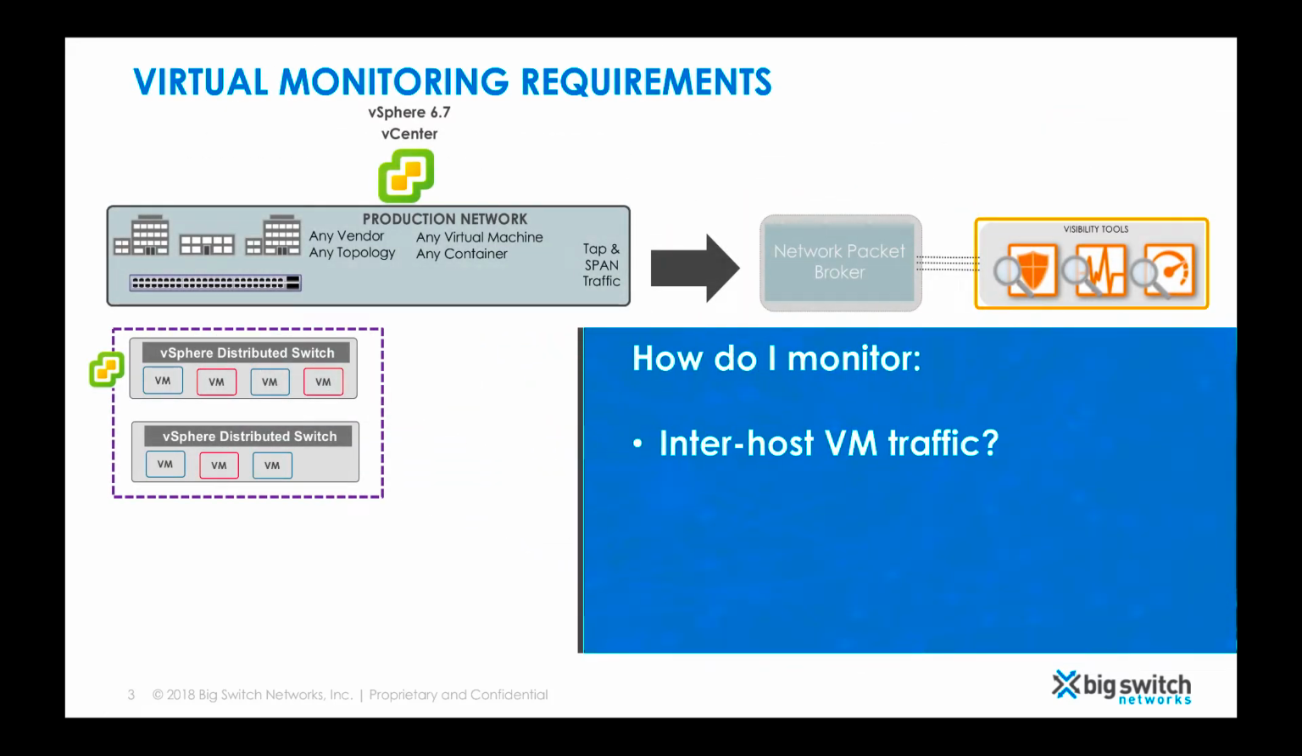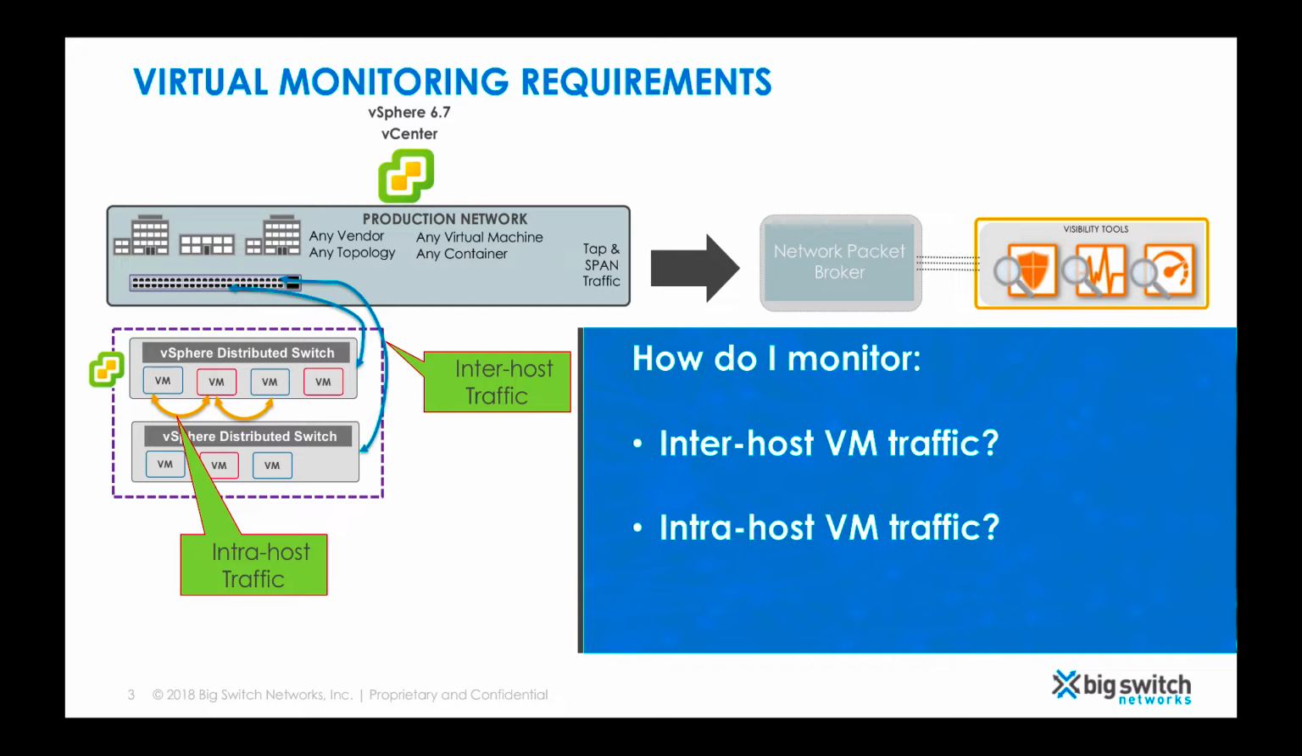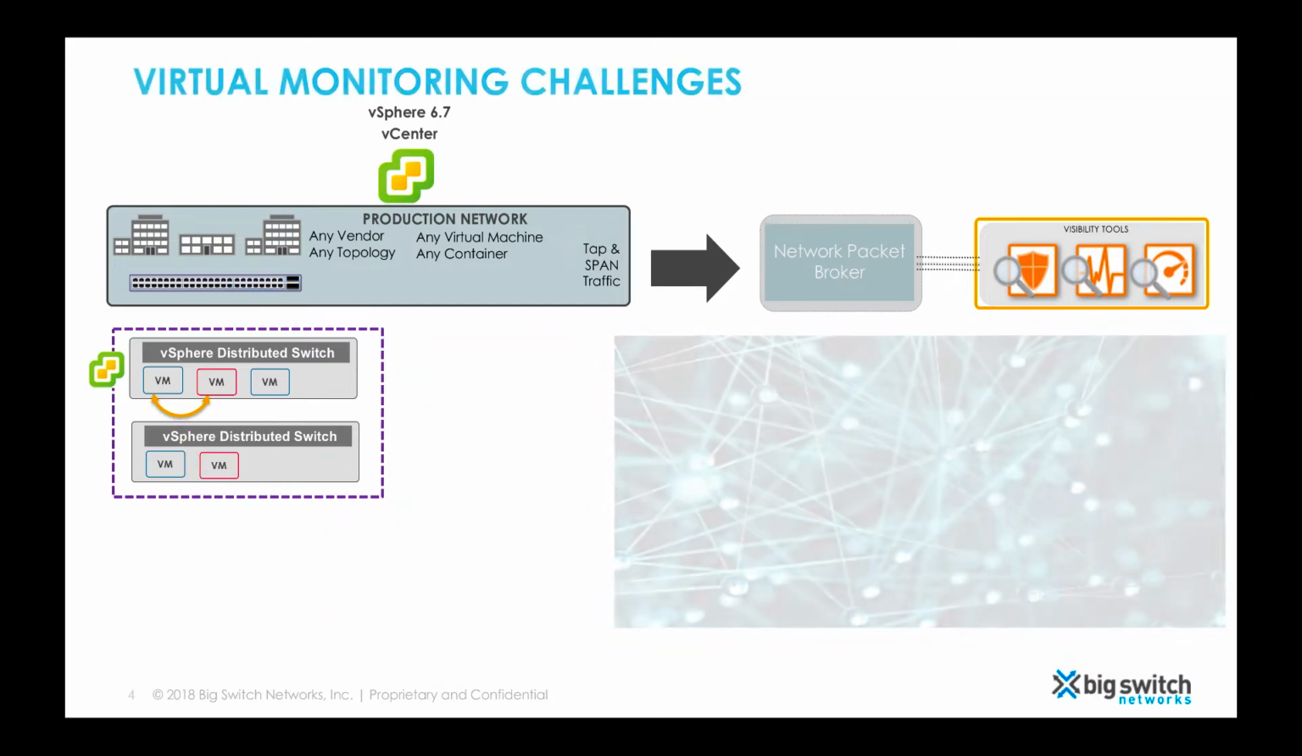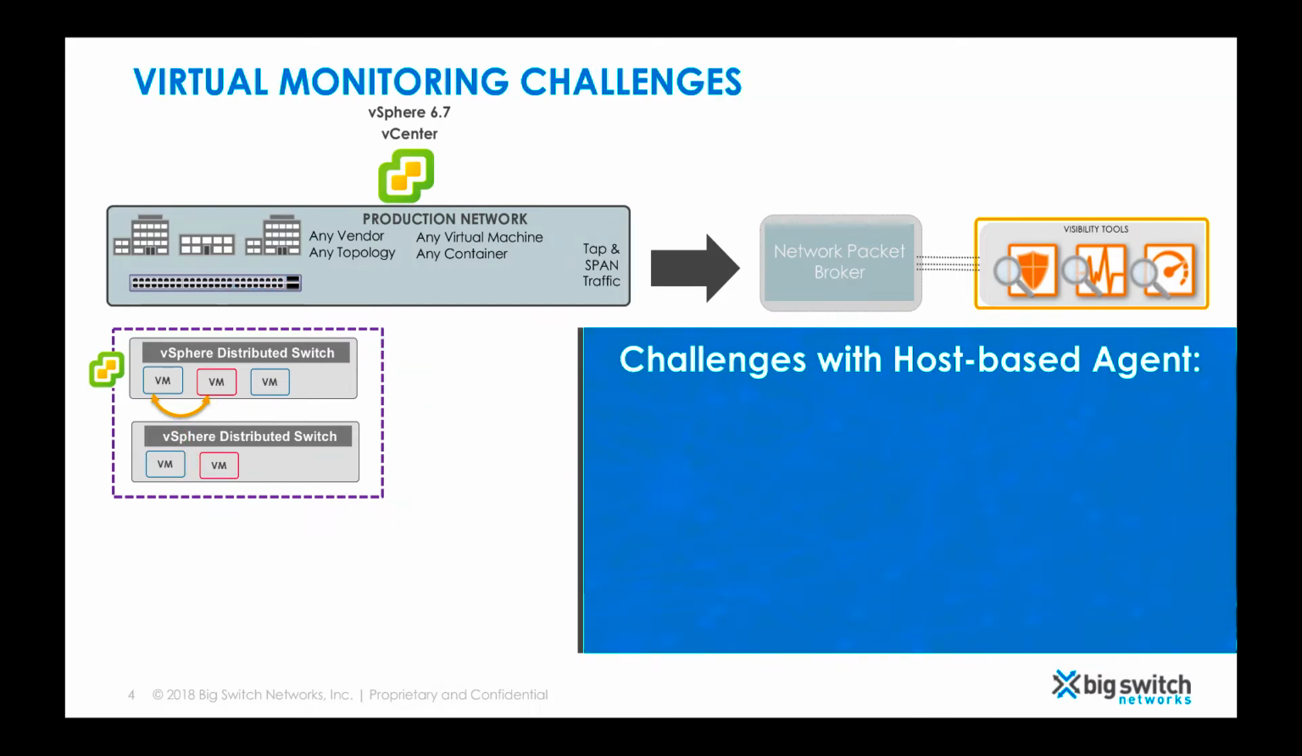How do I monitor intra-host traffic between VMs? Or intra-host VM traffic where packet flows never leave the host? Also, monitoring a VM if the VM migrates from one host to another host via vMotion. The traditional approach to monitoring in virtual environments has been to deploy agents.